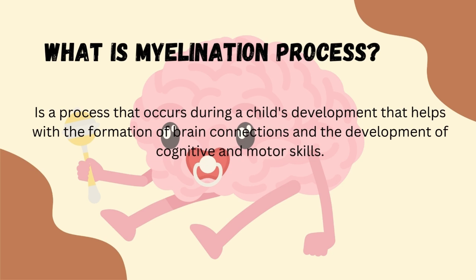The myelination process is a process that occurs during a child's development that helps with the formation of brain connections and the development of cognitive and motor skills. This begins 1 to 2 months before birth. It performs mental operations faster, which can benefit memory, intelligence, and language skills.